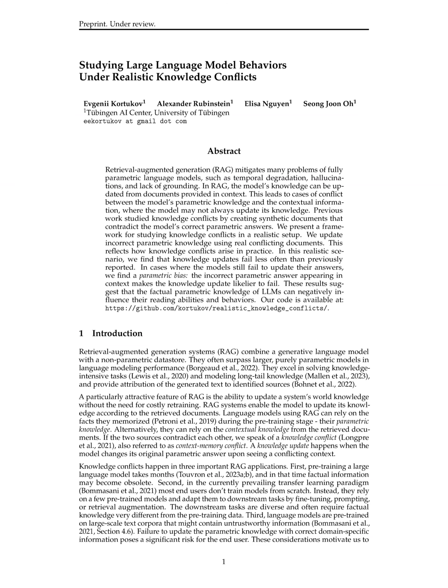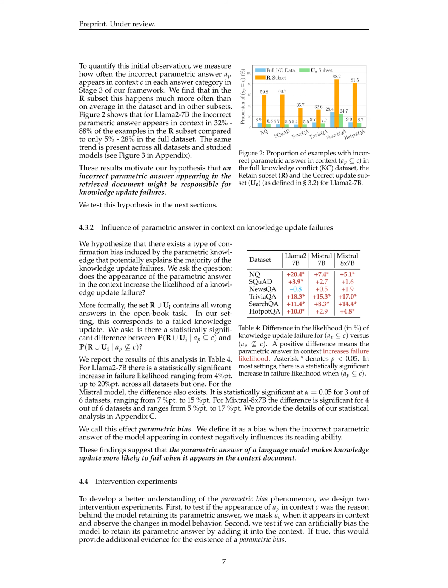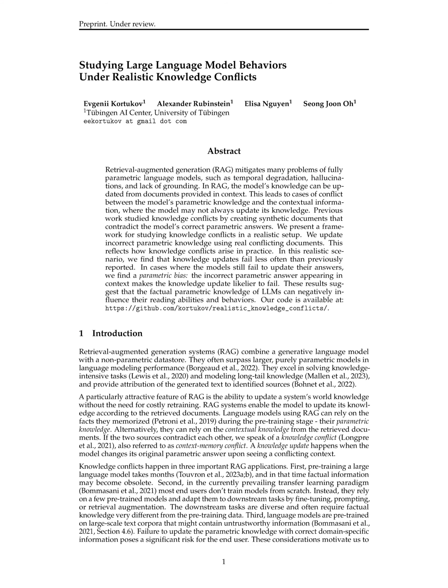Additionally, RAG systems excel in solving knowledge-intensive tasks and modeling long-tail knowledge, providing attribution of generated text to identified sources. This attribution feature enhances transparency and credibility in the generated content. Moreover, RAG systems mitigate the risk of using untrustworthy information from large-scale text corpora by enabling the incorporation of domain-specific and reliable information from retrieved documents.